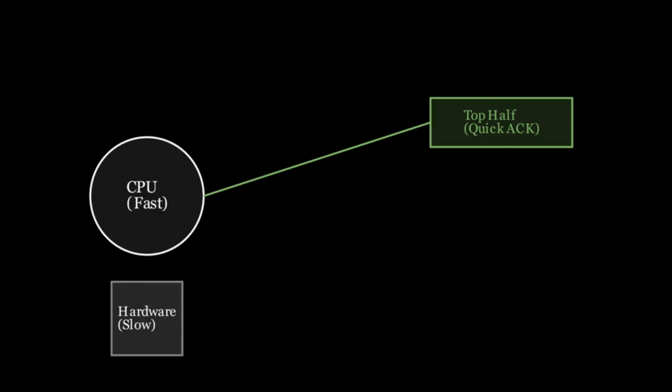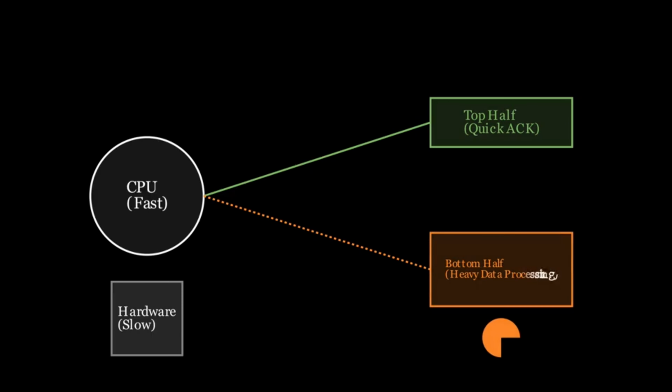Hardware is painfully slow compared to your CPU. If the CPU waited for a disk to finish, your computer would freeze. Instead, the hardware zaps the CPU with an interrupt. The driver handles this in two parts: a lightning fast top half to acknowledge the hit, and a bottom half that stays behind to do the heavy data processing while the CPU goes back to work.